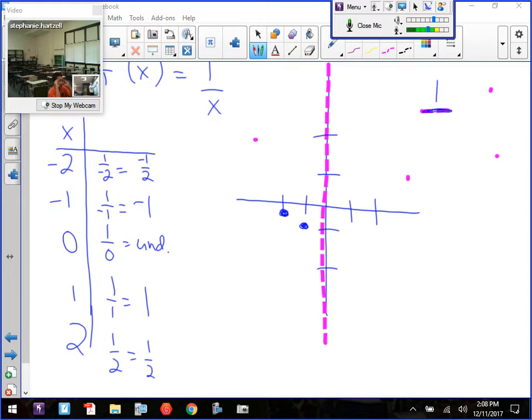I do 1 divided by negative 1/2. What do you get? Which is? Remember, this means 1 divided by negative 1/2, which is the same as 1 times negative 2. Remember working with fractions like that? No? You don't remember working with fractions like that?